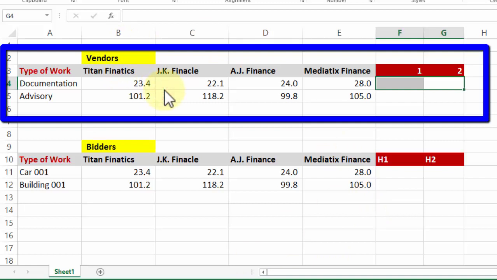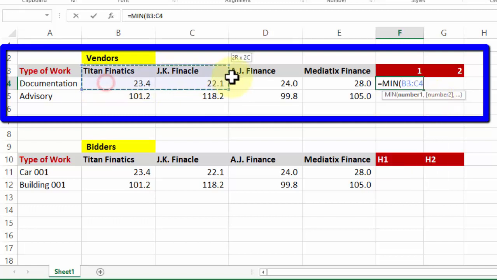So I've invited quotations from various vendors for these two tasks, that is documentation and advisory. They have submitted their price bids. Now I wish to find out the lowest price and the second lowest price. Finding the lowest price is not going to be a difficult task because you can simply use the MIN formula and there you go, that's the lowest price. But what if you wanted to find the second lowest price?